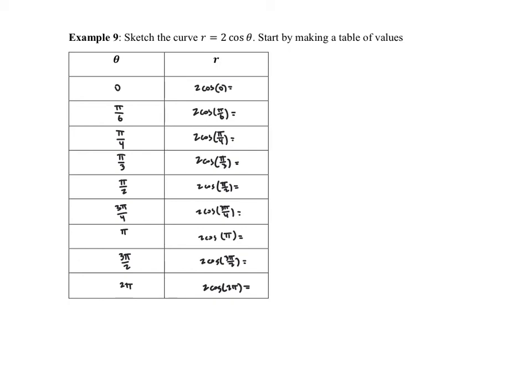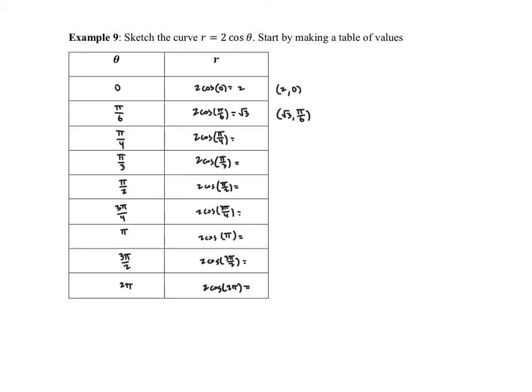So let's first take a look at and evaluate the following. So 2 cosine of 0. Cosine of 0 is 1, so I would get 2. So this point in polar form would be 2, 0. So I'm going to extend 2, rotate 0. We'll talk about that in a minute. Okay, cosine of pi over 6 is root 3 over 2. So this would be the point root 3, rotate pi over 6, extension, rotation.